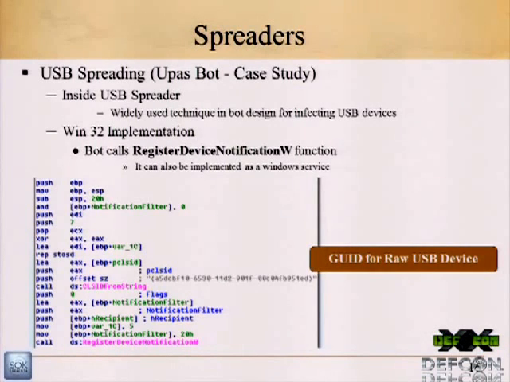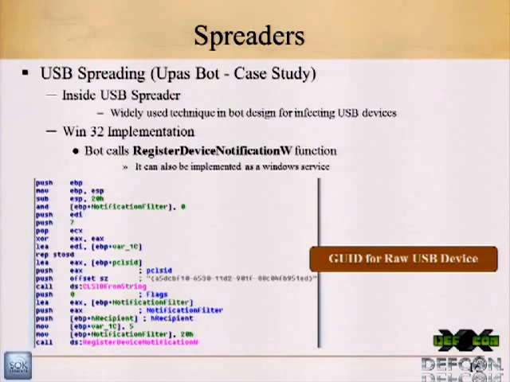We were analyzing UPass bot, which is a new upcoming breed of botnet, and it's pretty sophisticated. They have implemented a pretty good spreader called a USB spreader. This technique worked previously and it's still working pretty fine, and they have implemented it really well. We'll show you through this case study how we can build a signature very easily.